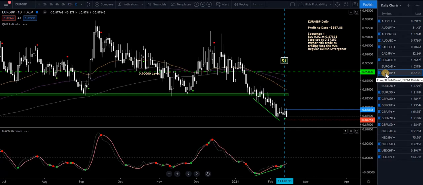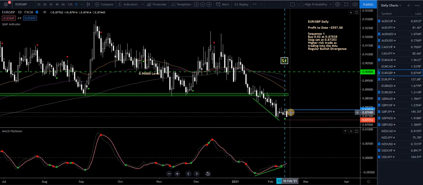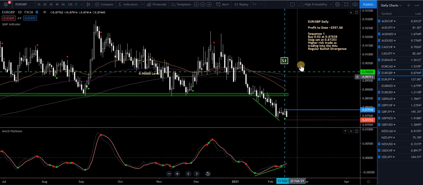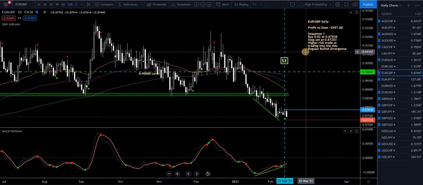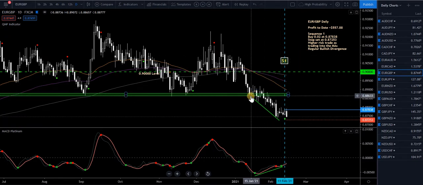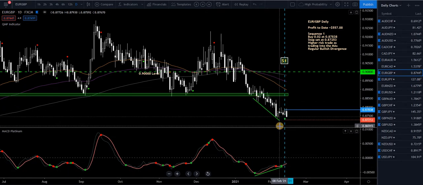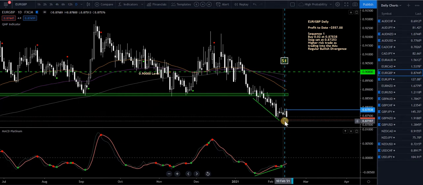Euro pound. I took a buy here on Friday morning, and it's going against me. You can read my notes here. High risk trade. It's trading into the MA, so trading against the trend. Regular bullish divergence. So you can see we've got lower lows on price and higher lows on MACD Platinum. There's a buy taken here. The stop was this red dotted line, and we're heading down there on Friday.